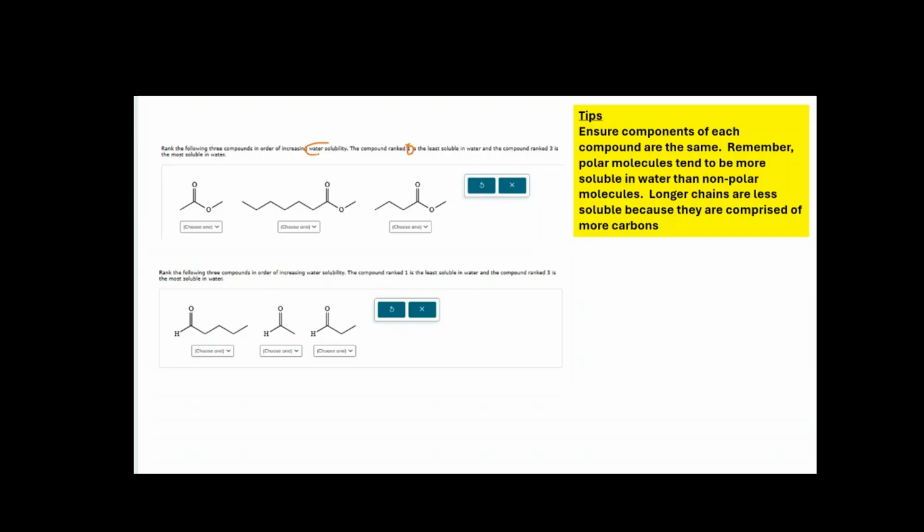So I'll just circle some key components, like the rank here for least soluble. Know that we're paying attention to water, which is polar. And then I'll get to my pro tip. Ensure that the components of each compound are the same. In this case, I've got oxygen, oxygen, oxygen, oxygen, oxygen, oxygen, so pretty much the same across all 3.